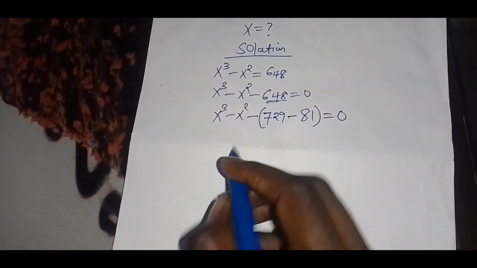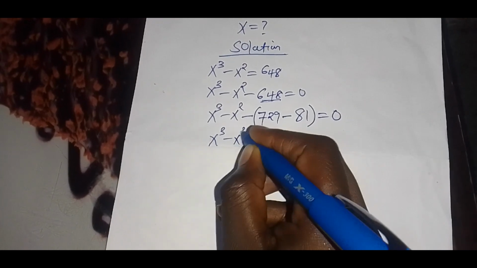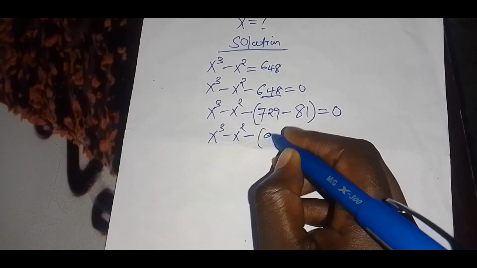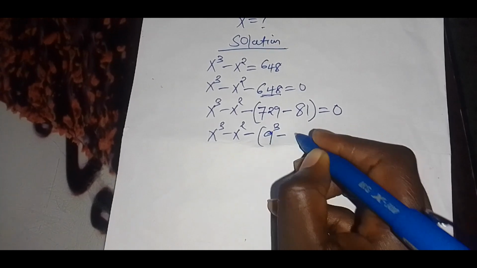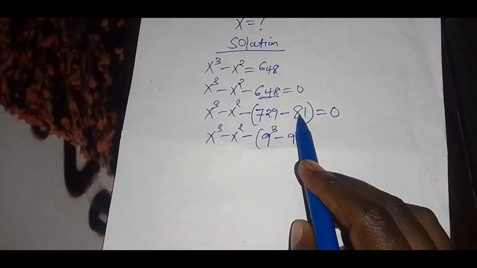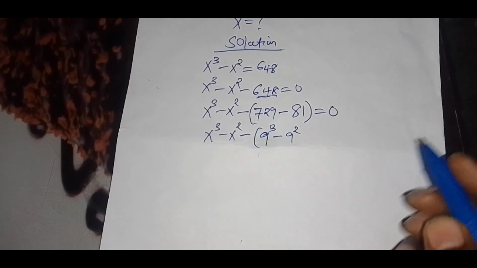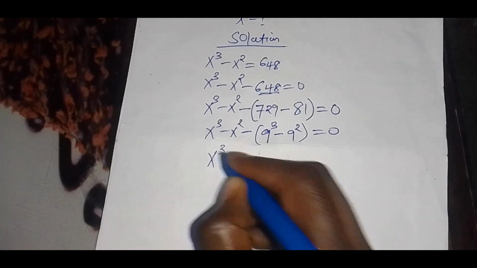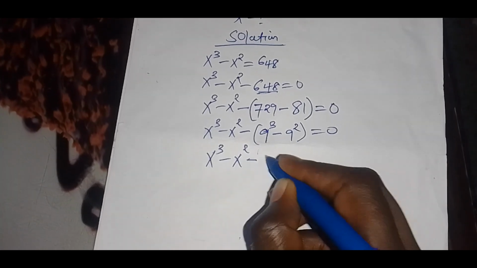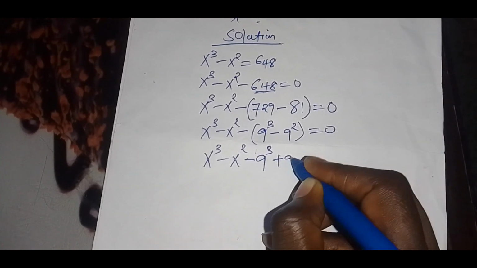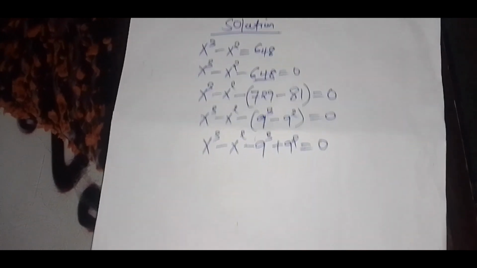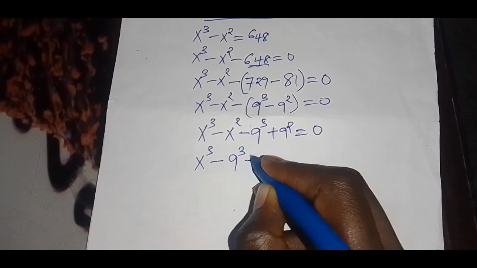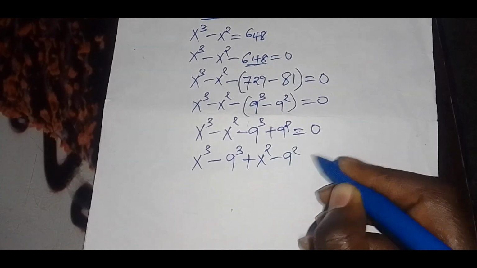So we'll have x cubed minus x squared minus 729 plus 81. Now 729 can also be rewritten as 9 cubed, and 81 as 9 squared, because 9 squared is equal to 81 and 9 cubed is equal to 729. So we have x cubed minus x squared minus 9 cubed plus 9 squared equal to 0. Rearranging, we'll have x cubed minus 9 cubed plus x squared minus 9 squared equal to 0.